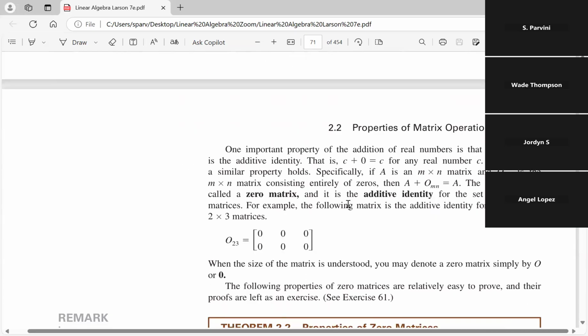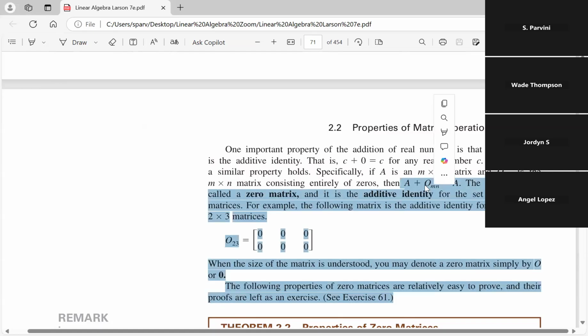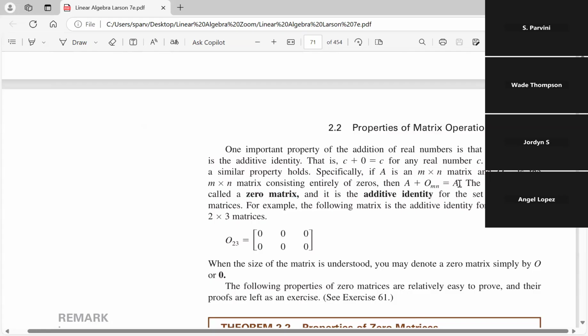Next thing we're going to look at is the zero matrix, by the way. A zero matrix is just that. It's the matrix that's made up of all zeros. So this is a 2 by 3, 2 rows, 3 columns. This is a 2 by 3 zero matrix. It's called the additive identity because any matrix plus the zero matrix gives you the matrix itself.